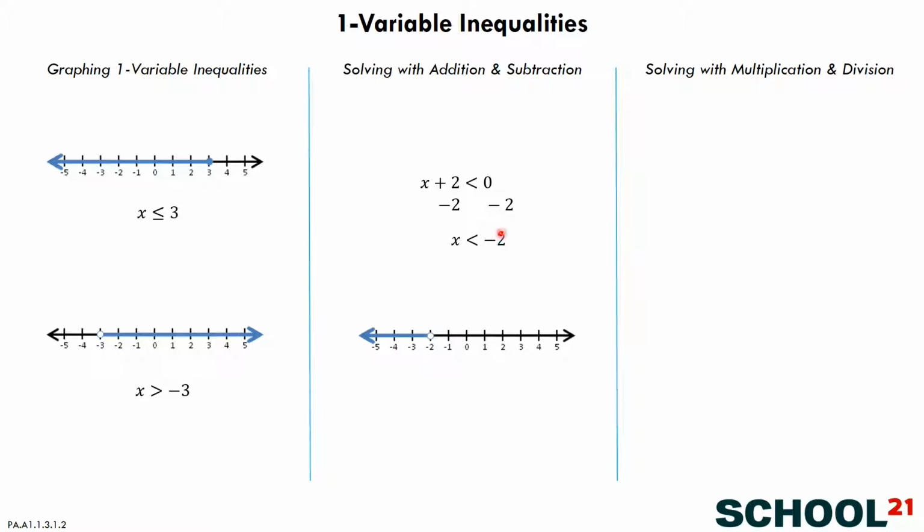And if you were to graph this, it would look like this. An open dot, because this is a less than, not a less than or equal to. And then everything that's less than -2. Make sense? Yep.